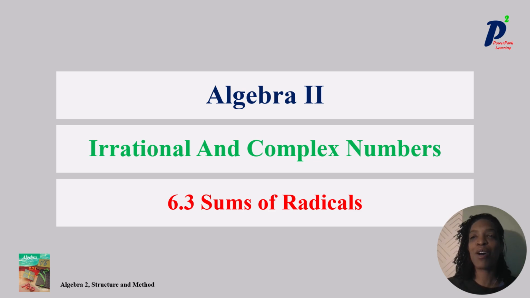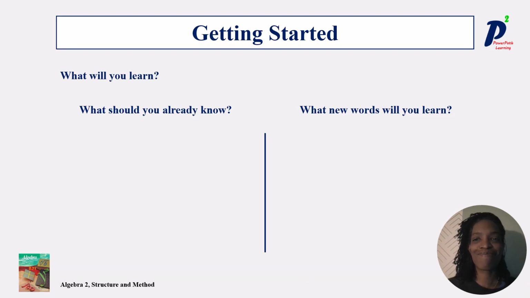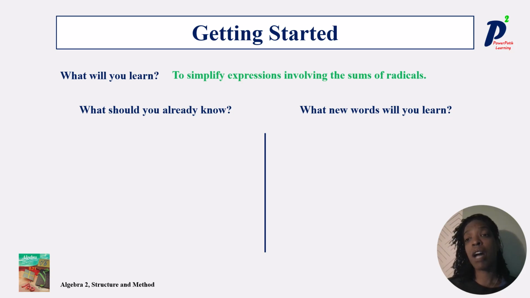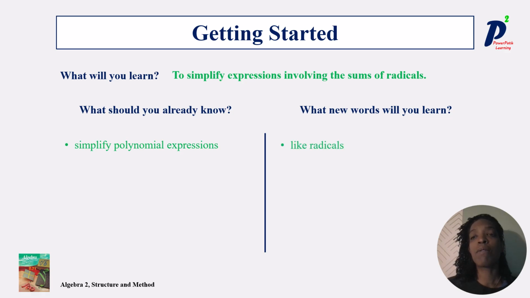This lesson is written on Chapter 6, Section 3, Sums of Radicals. In today's lesson, we're going to learn how to simplify expressions involving the sums of radicals. Before we start the lesson, you should know how to simplify polynomial expressions, and you'll also learn the following new words. Let's get started.